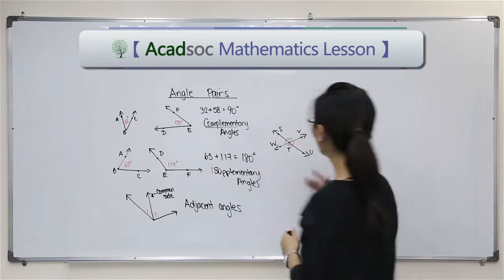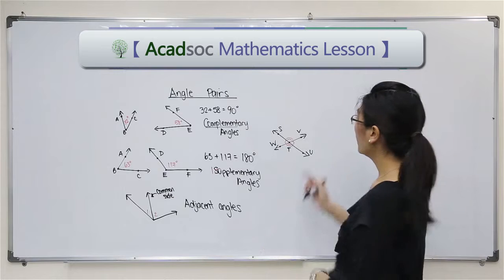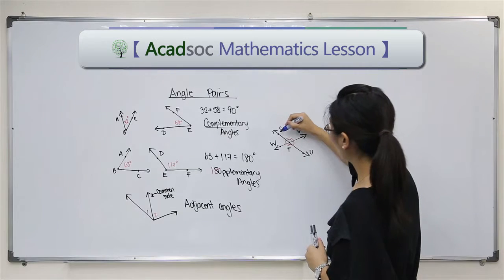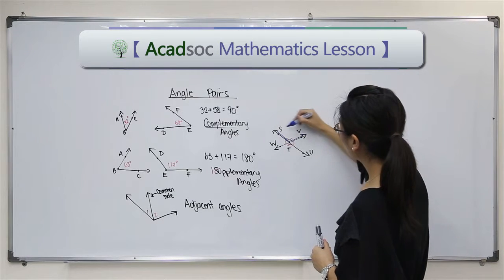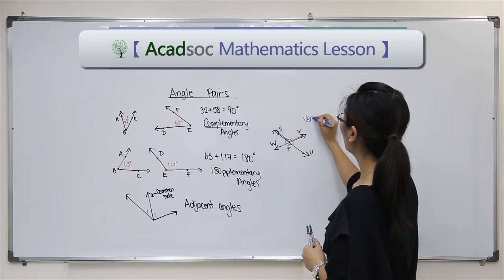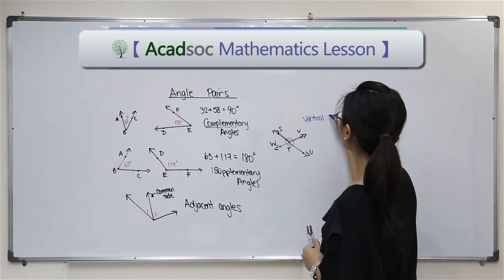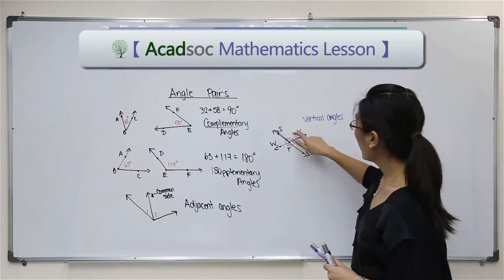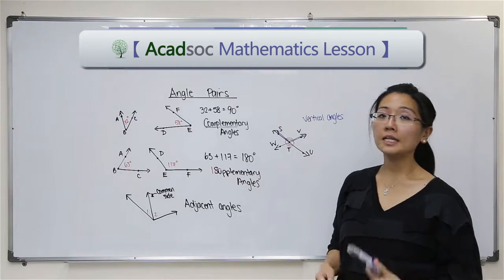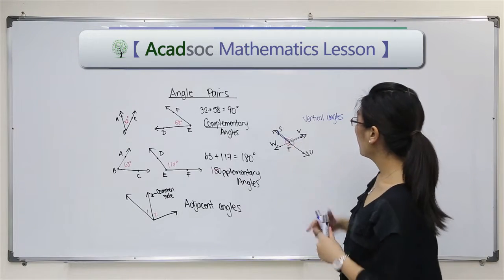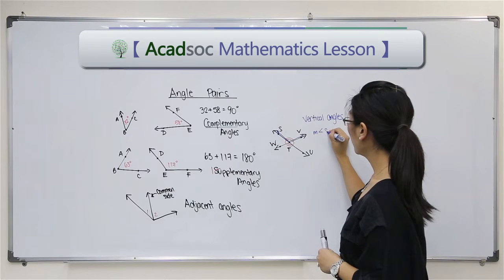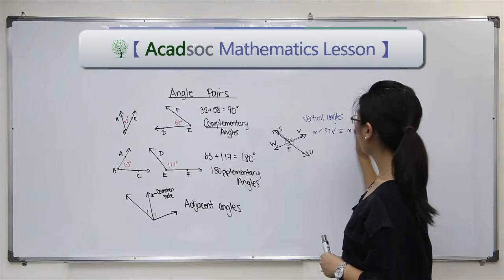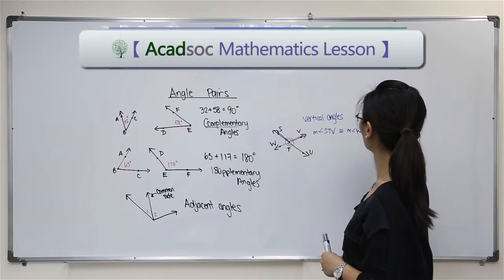Now here we have two lines that intersect each other at one point, at point T. If you noticed, it makes a V shape. The V helps us remember that this pair of angles is called vertical angles. What's special about vertical angles is that angles opposite of each other are congruent, meaning that the measurements are equal. So the measure of angle STV is congruent to the measure of angle WTU.